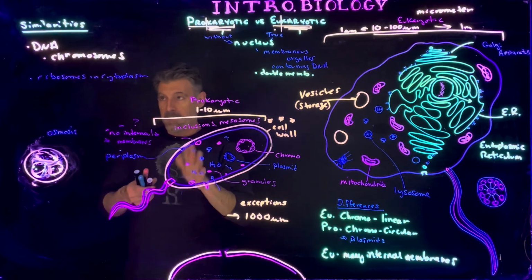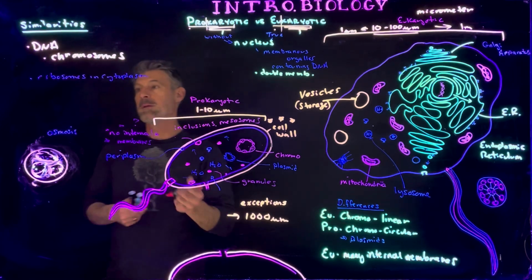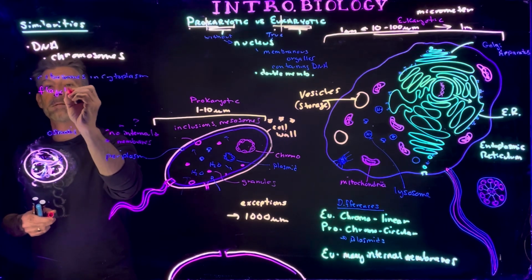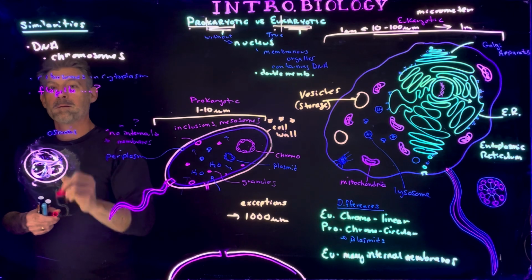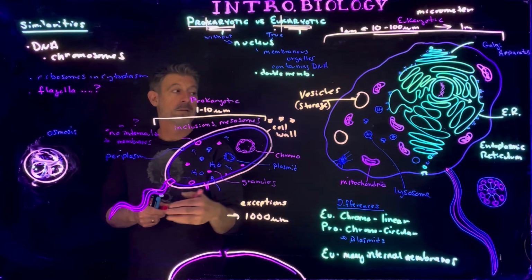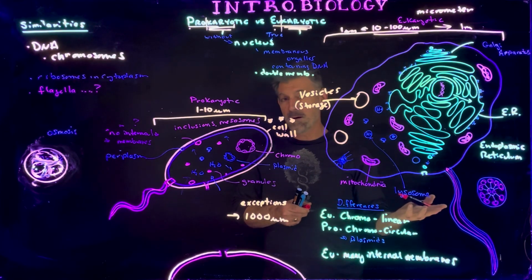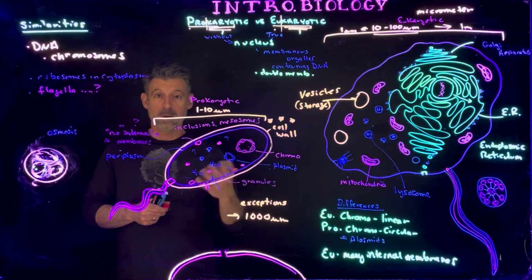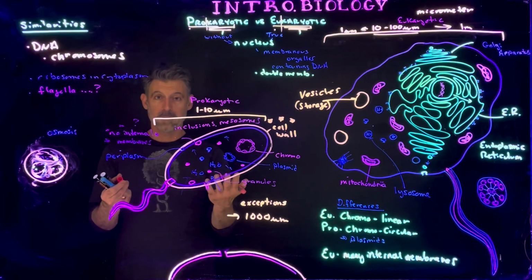Other similarities, and this goes in the similarity and difference category, so it's a little bit of both. Having a flagella: some, not all, bacteria have flagella. Some eukaryotic cells have flagella. Not all eukaryotic cells have flagella. Flagella allows the cells to be motile, so they can move around. They can swim in water or move through tissues, all these sorts of things.